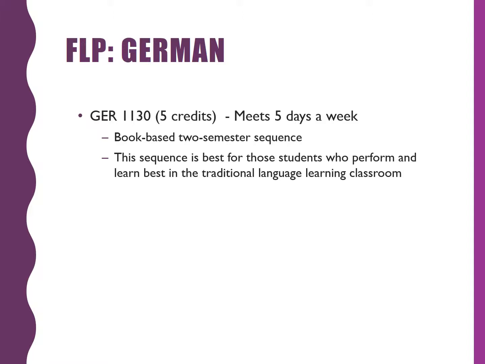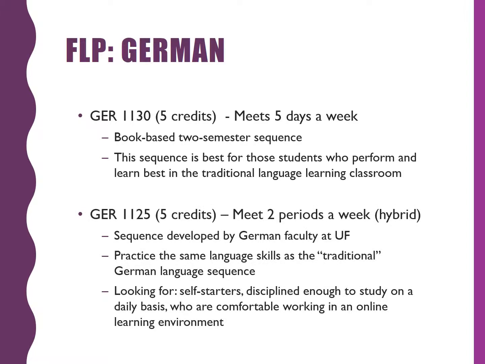And everyone's different. I think most of us would probably gravitate towards that way the most, but you are going to have some students that are going to feel more comfortable in an online type of setting. And for that, you might want to suggest that they look at GER 1125. Again, both 5 credits, both leading us into 2200. This class or this particular sequence only meets 2 periods a week, so it's a hybrid course.